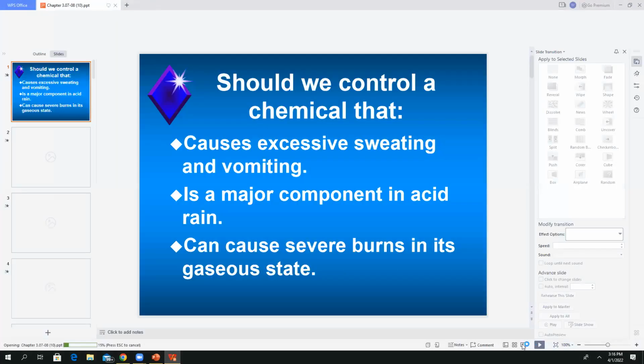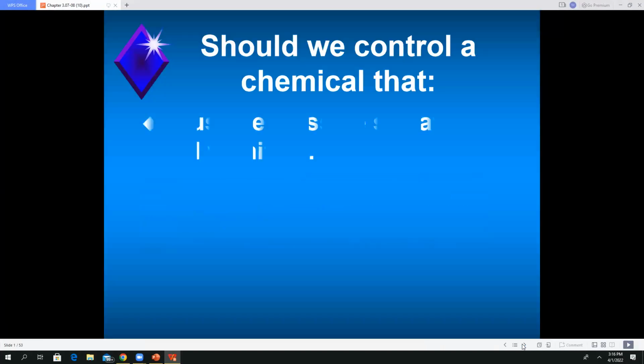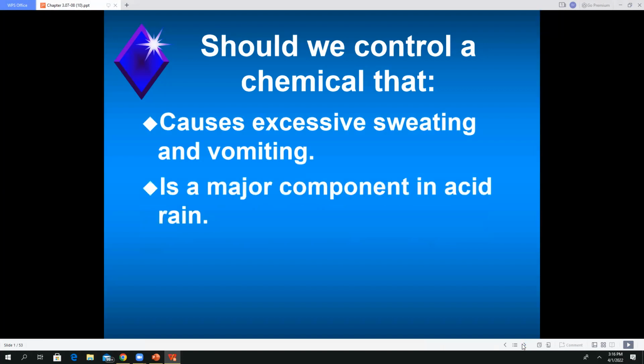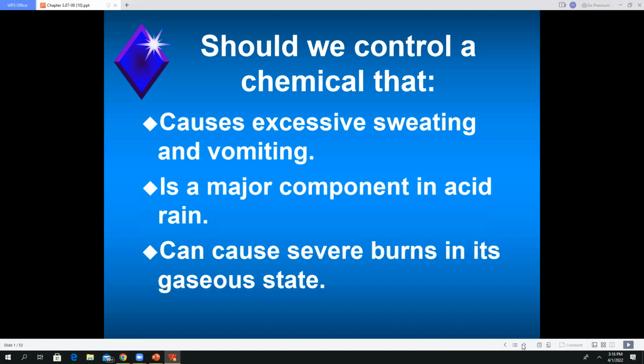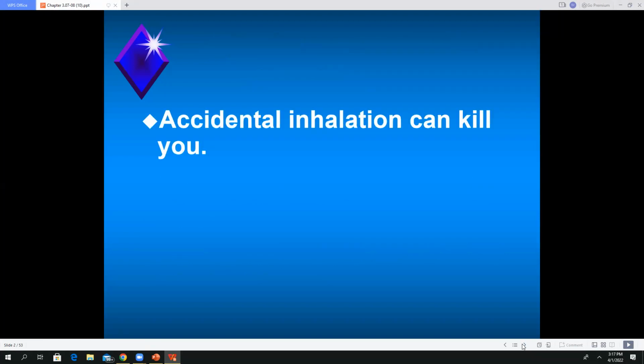Okay, so the first question that we have is, should we control a chemical that causes excessive sweating and vomiting? Well, yes, of course. It's a major component in acid rain. Acid rain is no good, right? Can cause severe burns in its gaseous state. So that means as a vapor or whatever it is. Accidental inhalation of it can kill you. Definitely don't want that. It contributes to erosion. Ooh, that's not good either.